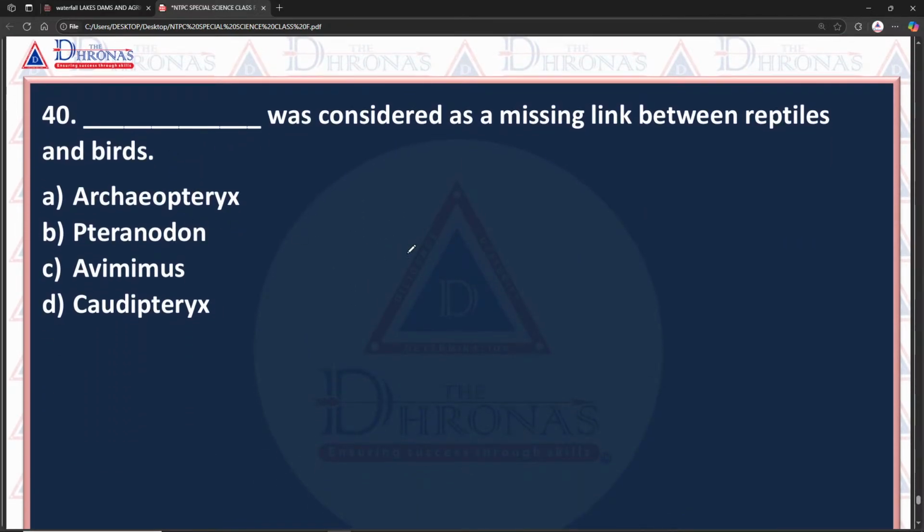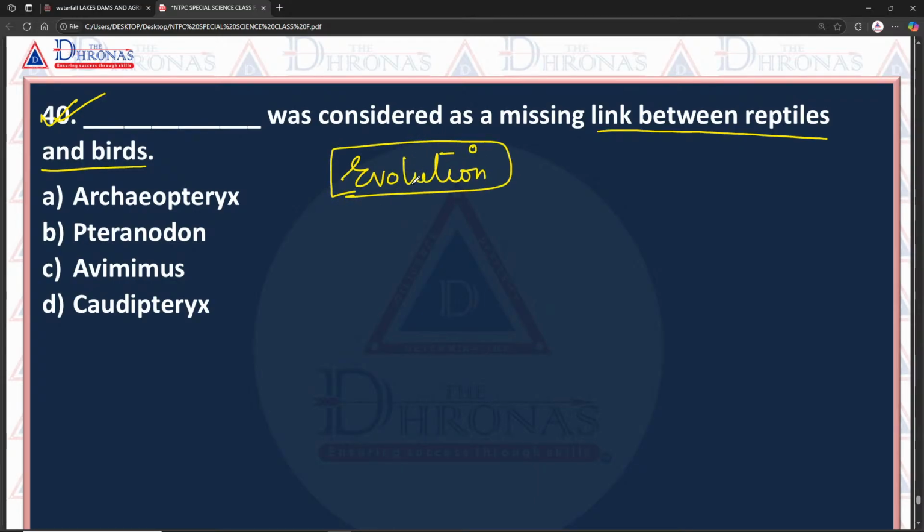40. Question number 40. Dash was considered as a missing link between reptiles and birds. Question from evolution. Missing link between reptiles and birds. The answer is Archaeopteryx. The Archaeopteryx have characteristic features of both reptile and birds.